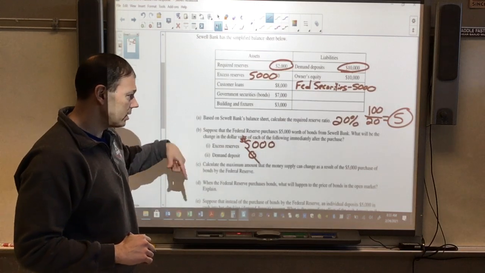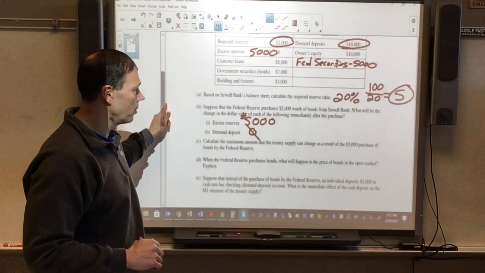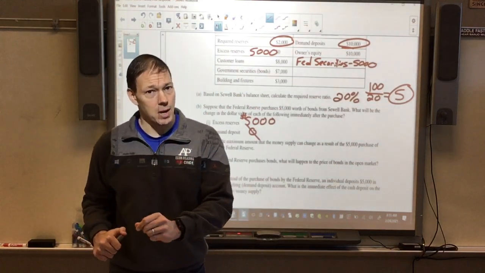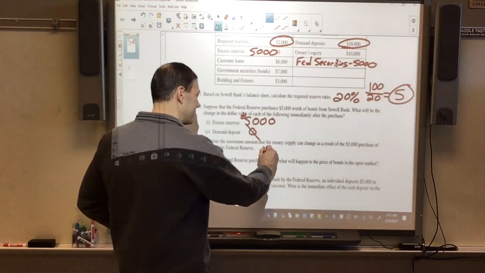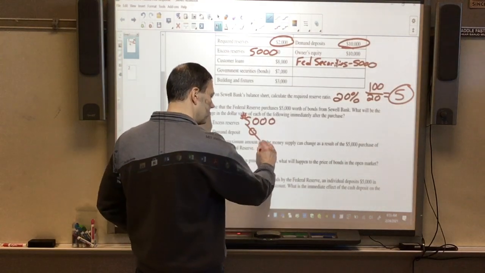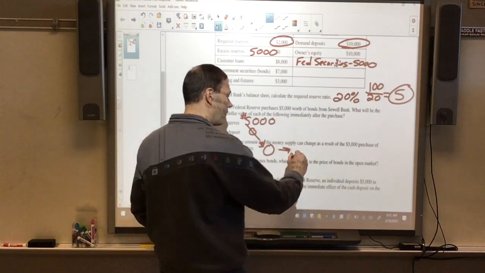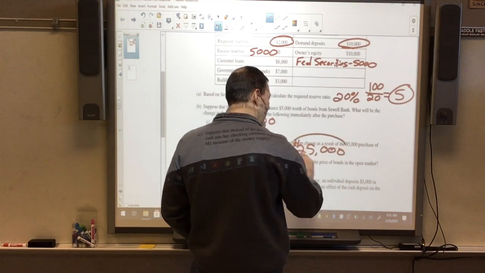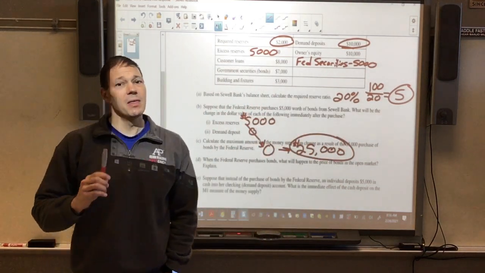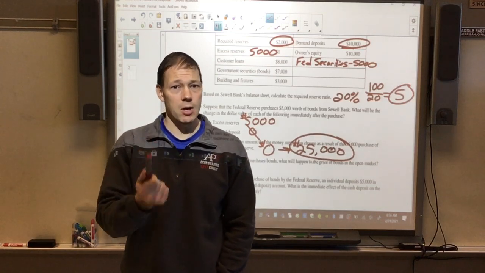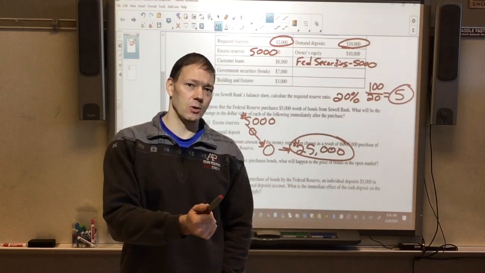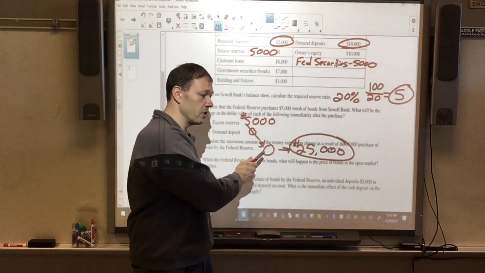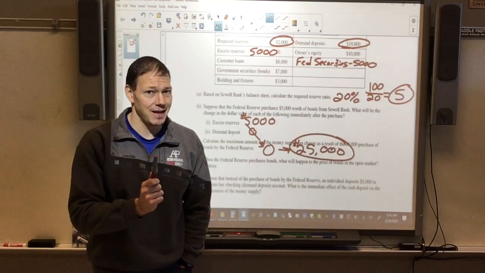Now, the maximum amount the money supply can change as a result of the $5,000 purchase. Well, our money multiplier is 5, and remember, this is important, when the Fed had the money, it was not in the economy. So we start at 0, and then the Fed puts the 5,000 in. It gets multiplied 5 times over, so it grows to 25,000, and we get a full $25,000 expansion in the money supply. That would be different if it was a customer depositing $5,000 in cash in the bank. If they did that, then we would have started not at 0, but the money supply would have started at 5,000 because the cash was already there.